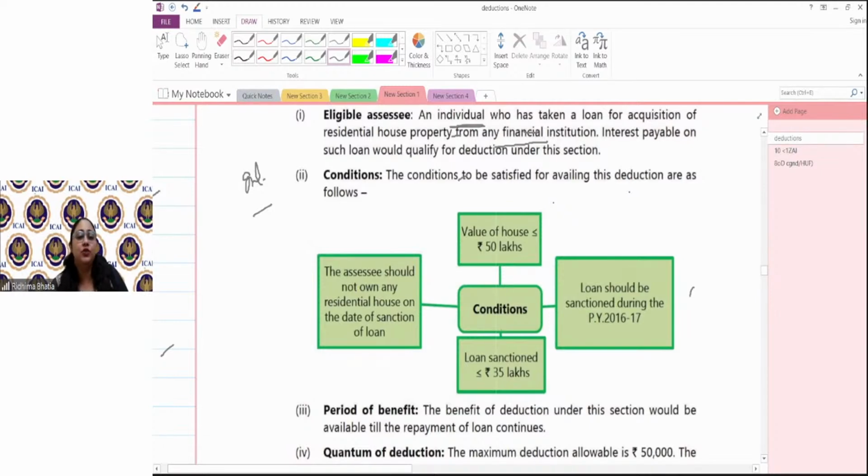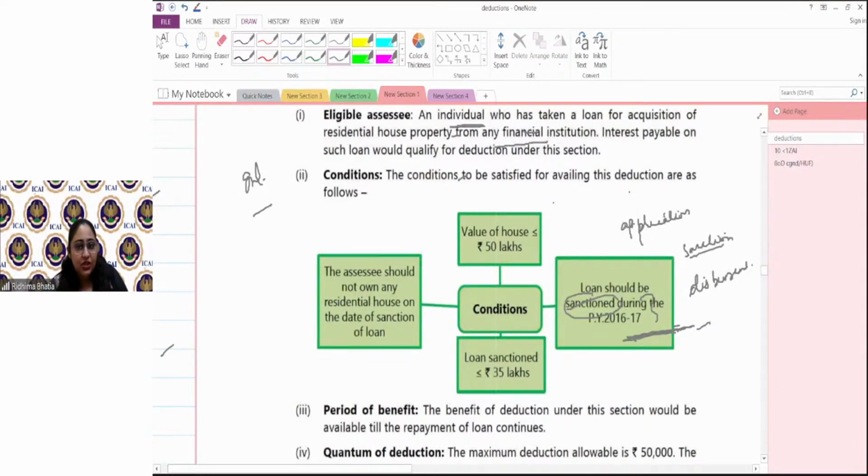First of all, the loan has to be taken from any bank or financial institution, number one. The loan has to be sanctioned during the previous year 16-17. What is loan sanctioning, guys? A loan has many stages. One is the application stage where you apply for the loan. Another is the sanction stage where the loan is approved and sanctioned, and another is the disbursement stage where the amount of loan would be disbursed, as in given to the assessee.